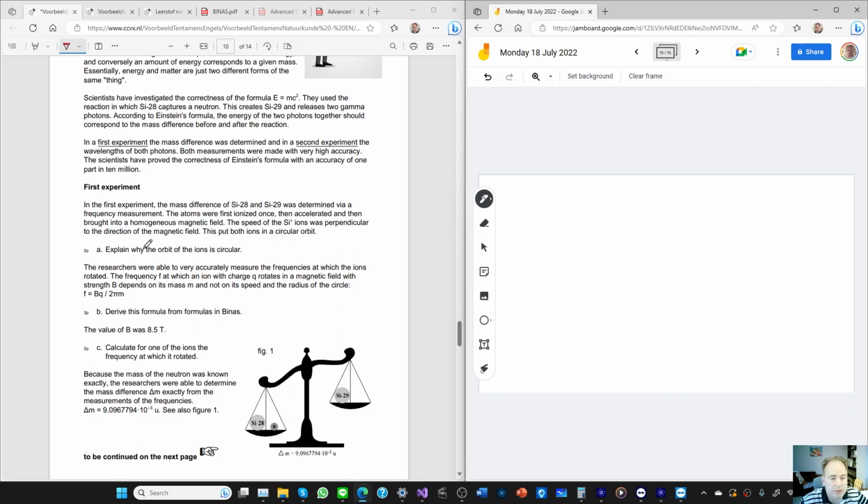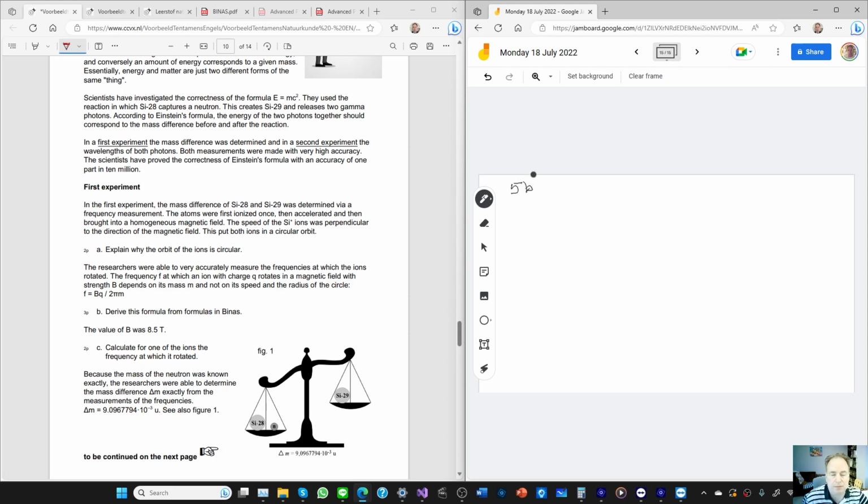These researchers are able to very accurately measure the frequencies at which the ions rotated. The frequency f at which an ion with charge q rotates in a field with strength B depends on its mass and not on its speed and the radius of the circle. Actually, the frequency is Bq divided by 2 pi m. Derive this formula from formulas in Binas.